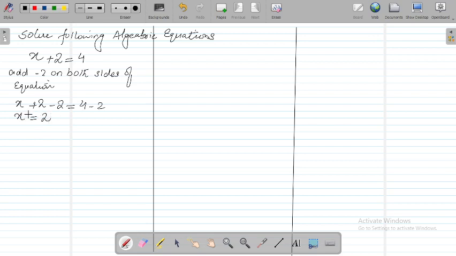So this was a very simple equation for us. This was problem 1. Let's go to another problem, problem 2. Our equation is minus 2x is equal to 6. Okay, so how to solve this problem?